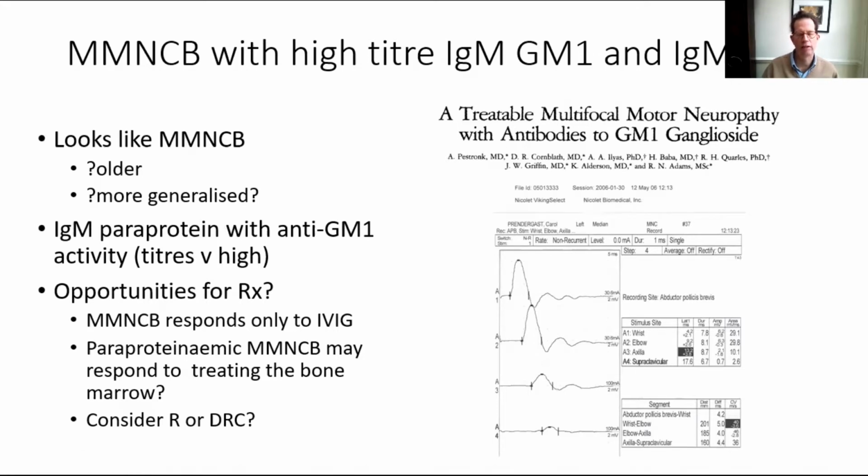Often the titers of anti-GM1 activity are very, very high, but this gives you opportunities for treatment because multifocal motor neuropathy responds only to IVIG, but if it's paraproteinemic, it might give you the opportunity to use rituximab or DRC, for instance, and therefore looking in the bone marrow here is quite important.